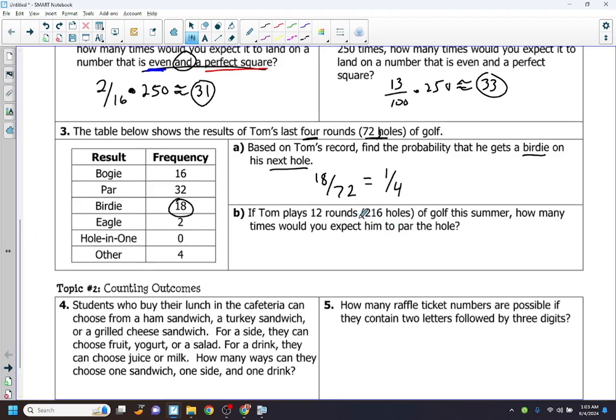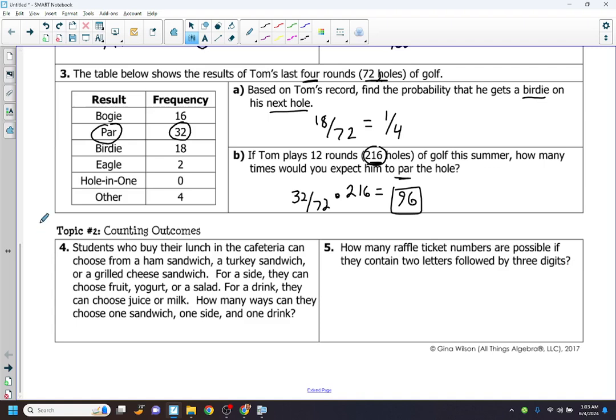If Tom plays 12 rounds, or 216 holes, of golf this summer, how many times do you expect him to par the hole? In this case, we're going to look at par. So par is over here. This is 32. 32 out of 72 times, he pars the hole. But we're saying he plays 216 holes, so I'm going to multiply it times 216. If I do the math, that should be 96. So I expect him to par 96 times. All right, next one.